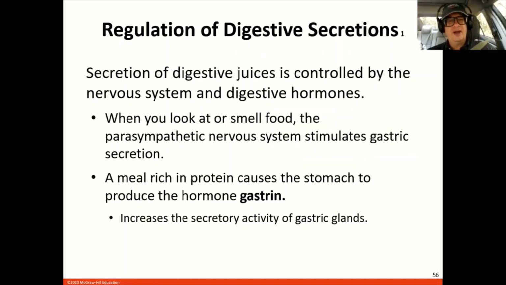So let's talk about regulation of digestive secretions. Secretion of digestive juices is controlled by the nervous system and digestive hormones. Basically, you got two methods of sending signals through the body. One is on-off, fast. How fast? As fast as electricity, because it is electrochemical. I'm talking about the nervous system. And those signals there, bam, bam, on, off.